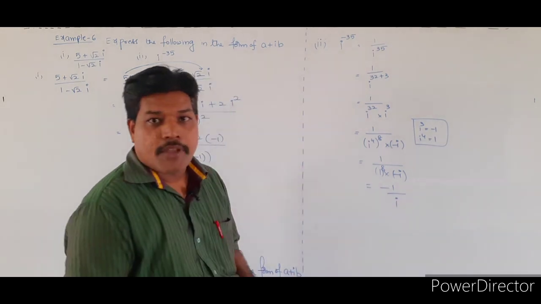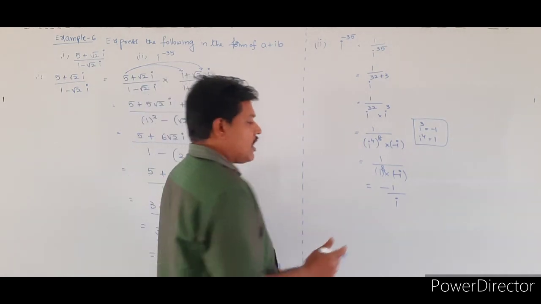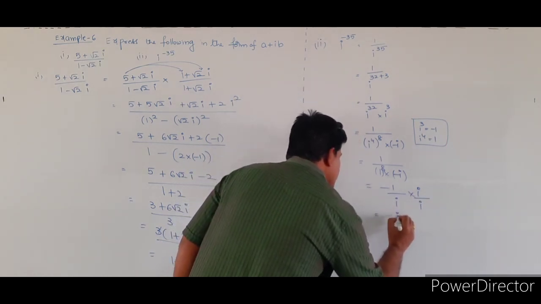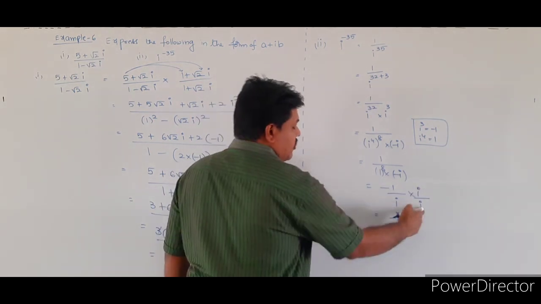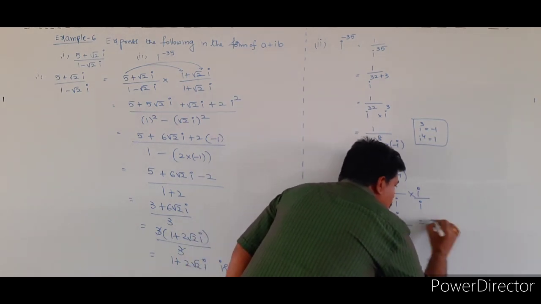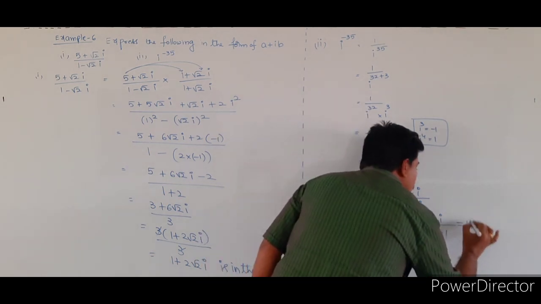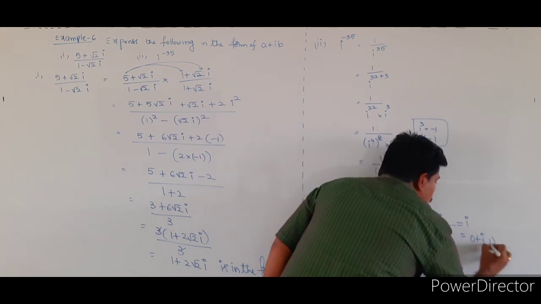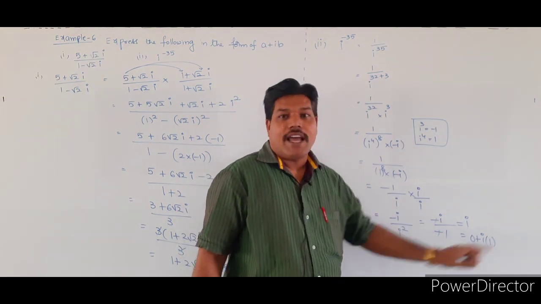Minus 1 by i. If you are getting an imaginary part in the denominator, just multiply and divide with i. What happens? That is i by i, so that is nothing but minus i by i square. Minus 1 into i is minus i, and i into i is i square. So that is equal to minus i by i square, and the i square value is minus 1. Minus and minus are cancelled, it becomes i. i can be written as 0 plus i into 1, because there is no real part.